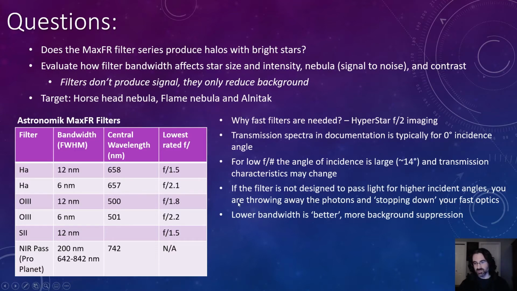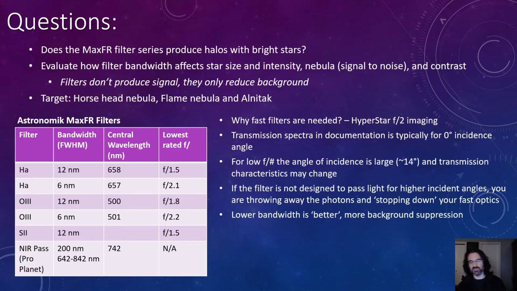If your filter is not designed to pass light for the higher incident angles, then you're essentially throwing away photons, or stopping down your fast optics. So you may have paid for a HyperStar to get f2 imaging, but if you don't put the right kind of filter in there, the filter may be only providing the equivalent of f4 rates of photon collection. There's a great video by Quiv the Lazy Geek that goes into some of the physics behind this and looks at several filters, and I'll put a link in for his video here.